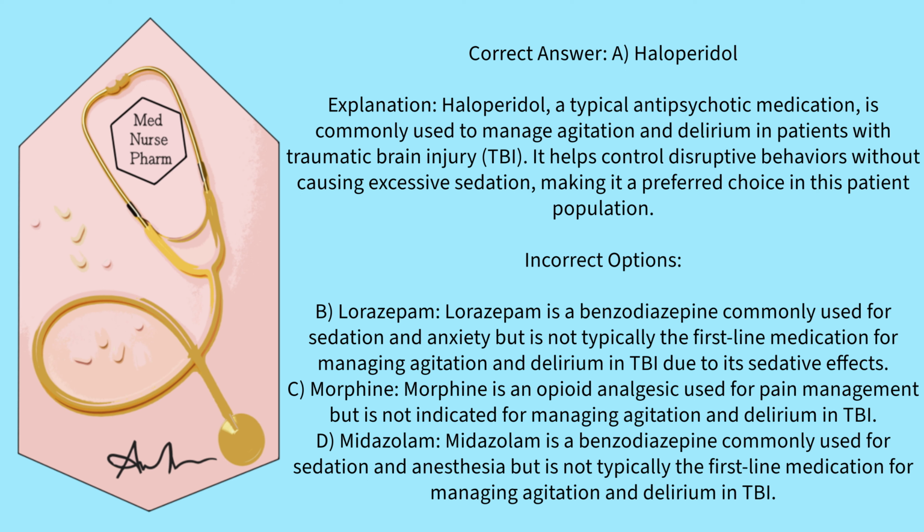Haloperidol. Haloperidol, a typical antipsychotic medication, is commonly used to manage agitation and delirium in patients with traumatic brain injury. It helps control disruptive behaviors without causing excessive sedation, making it a preferred choice in this patient population.